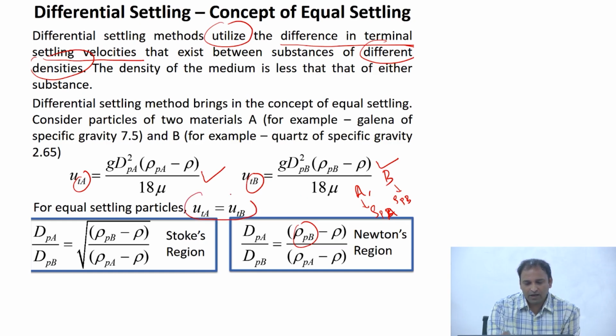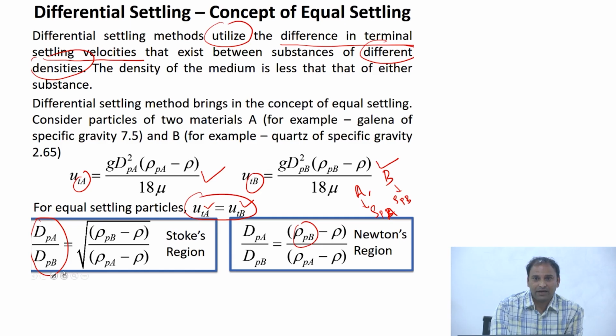Now, if I say that the settling velocities of type A and type B are the same, I can get a ratio of the particle diameters. I set terminal velocity A equal to terminal velocity B. The density of the fluid is the same, so that cancels. The viscosity is the same, and g cancels. So I can get an expression for the ratio of the diameters as the ratio of the density differences. That's for the Stokes regime, and this is for the Newton's regime. Any questions? All I've done is equate the settling velocities.